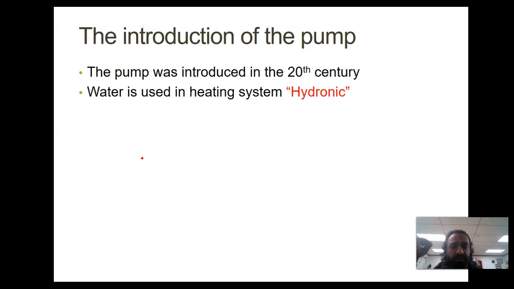Water is used as a heating system, and it's called hydronic, from the hydrogen that drives the water. So hydronics is a common term that includes hot water and also steam.